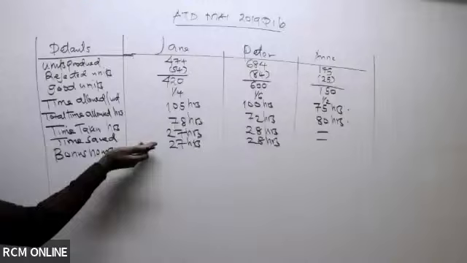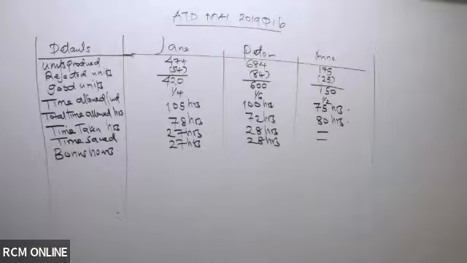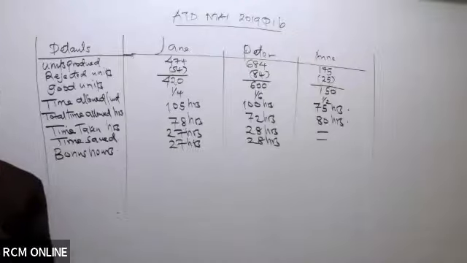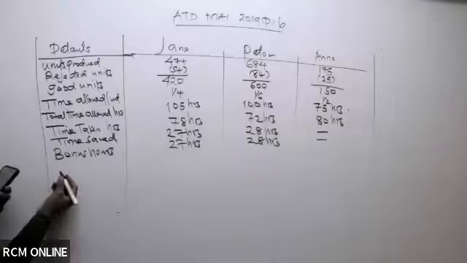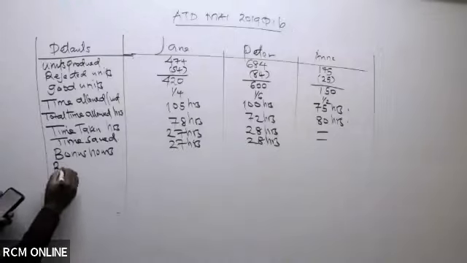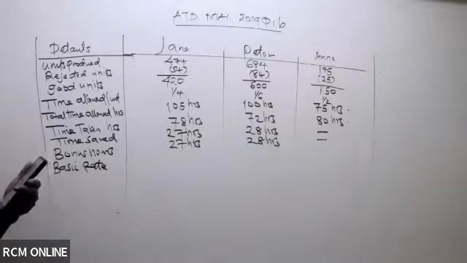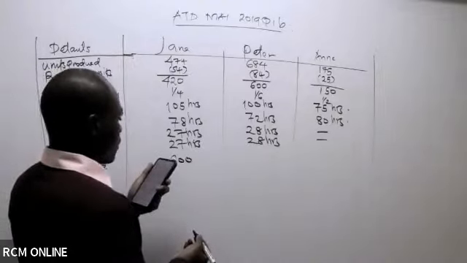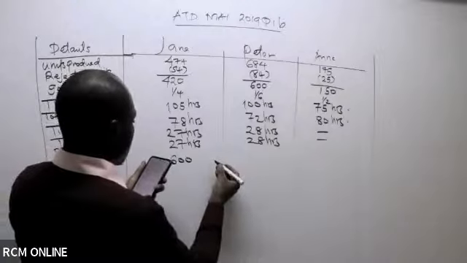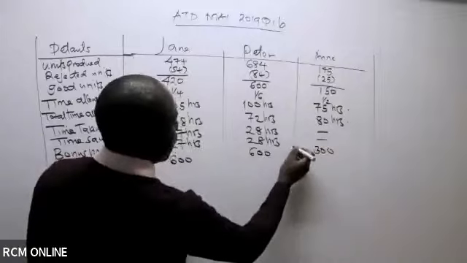Time saved has actually translated to bonus hours, because what we have seen in the question will only affect the bonus rate. Now that we have bonus hours, let's go ahead. Within the question, we have the basic rate, which is given as 600 shillings per hour, 600, 600, 300 shillings per hour.